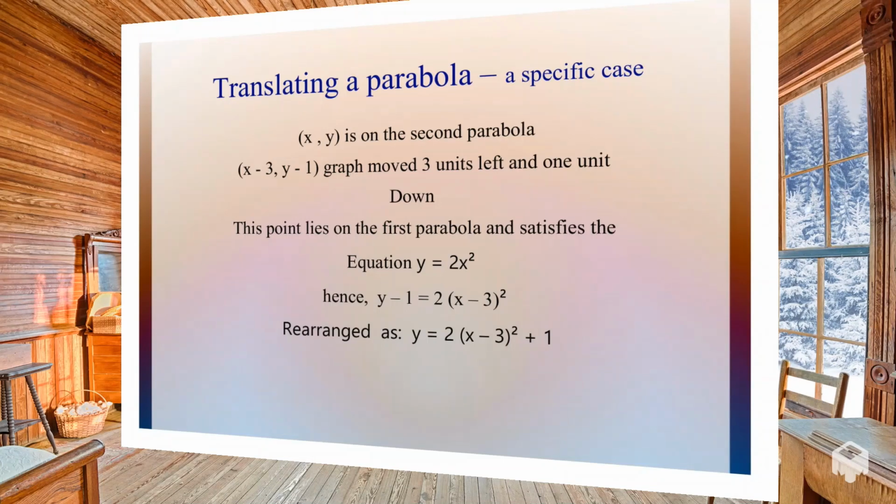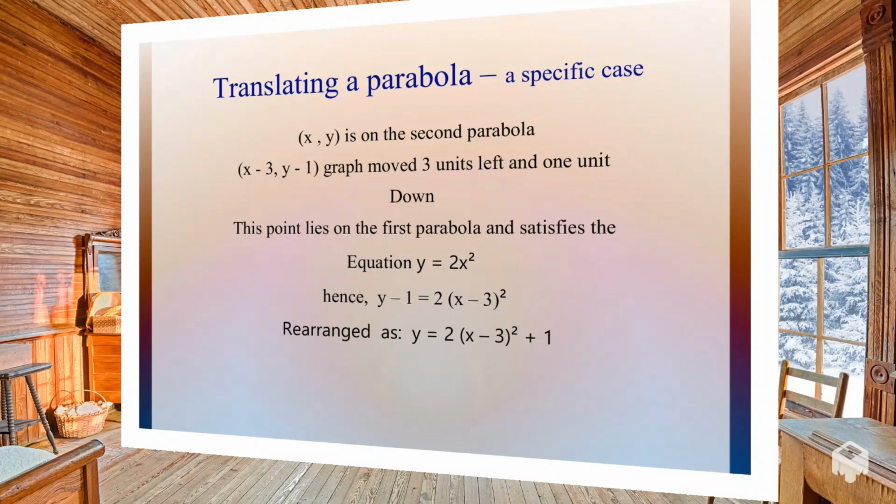The question we want to ask ourselves is, can we use the first parabola to determine the equation for the second? Now, if x, y is any point on the second parabola, that's the one on the right, then x, y is the result of translating a corresponding point on the first graph. But this is expressed from the perspective of the graph on the right. So we write that x has been translated 3 units to the left and y has been translated 1 unit down.